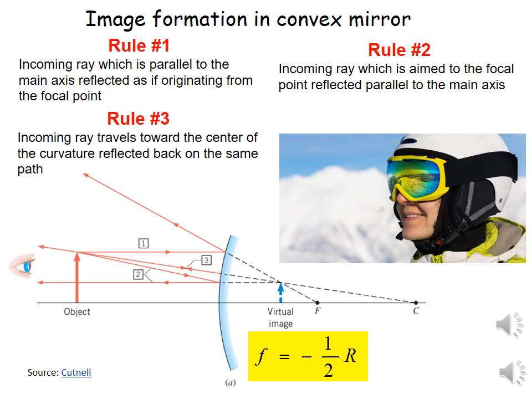Since in the convex mirror the focal point is located behind the mirror, the focal length of the convex mirror is negative, half times r.